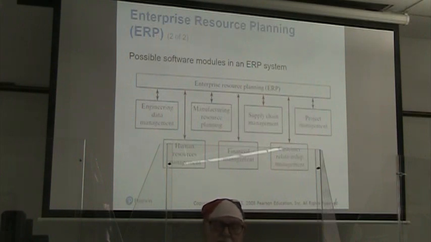All right, so here we have all the possible software modules in the ERP system: engineering data management, human resources management, manufacturing resource planning, financial management, supply chain management, customer relationship management, and project management.